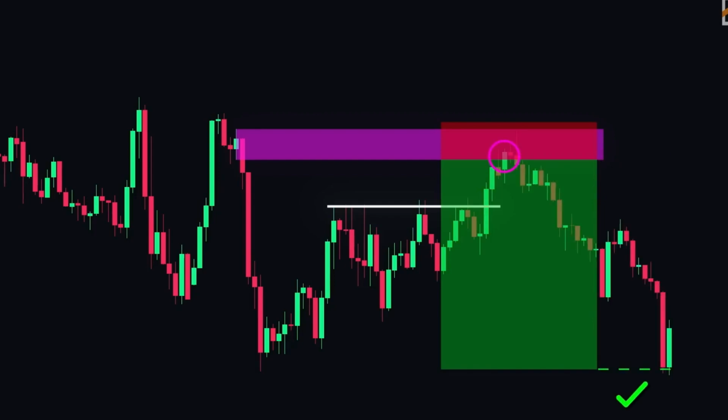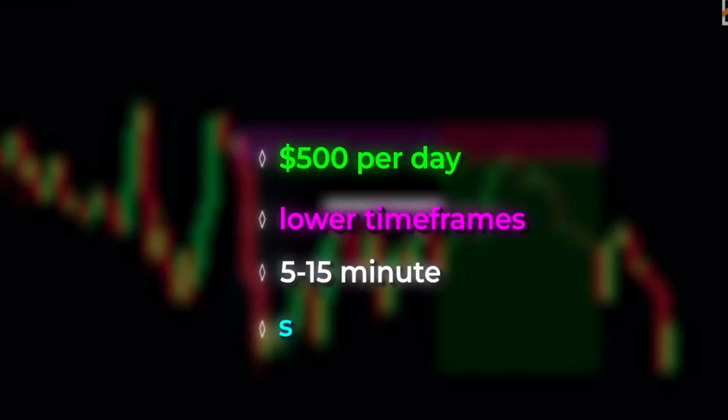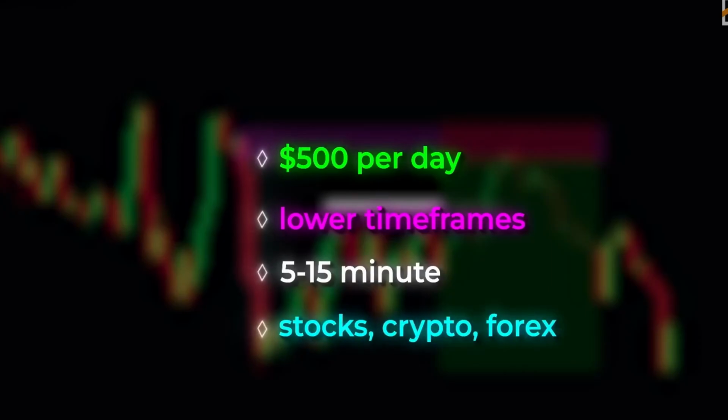So this is one of the most powerful strategies you can learn, and it's the exact same one that helped me earn $500 per day just by finding this one setup daily on lower time frames, like the 5 or 15-minute chart. The best part? It works on any asset. Sometimes I use it on Forex, crypto, or the stock market.